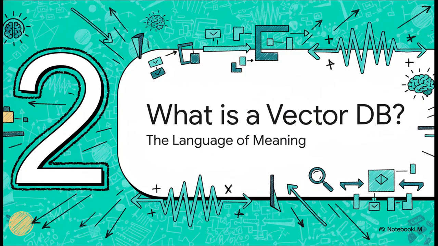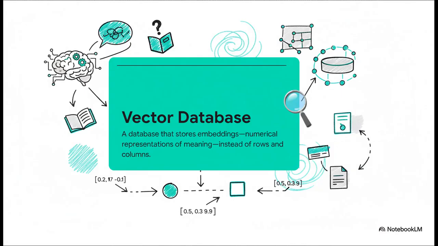But how does it store that info? This is where we get into the real secret sauce, the core tech that makes all of this possible. So you know a traditional database, right? Think rows and columns, like a big spreadsheet. A vector database is totally different. It stores information as something called embeddings. And you can just think of an embedding as a long list of numbers that captures the vibe, the actual meaning of a piece of text.